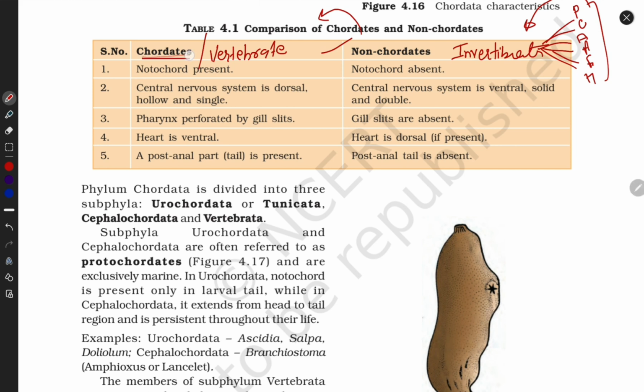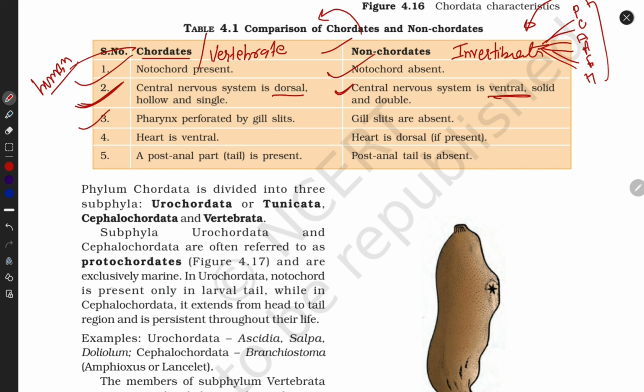Chordates have a notochord, yes, but non-chordates don't have a notochord. In chordates, the nervous system is present on the dorsal side. Assume ourselves, one of the best examples is humans. Our brain, our spinal cord, where our CNS is located, is on the backside, the backbone side. But in non-chordates, the nervous system is present on the ventral side, the front side.